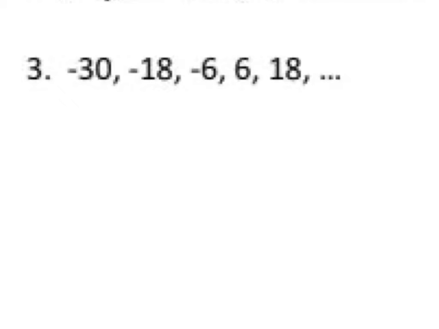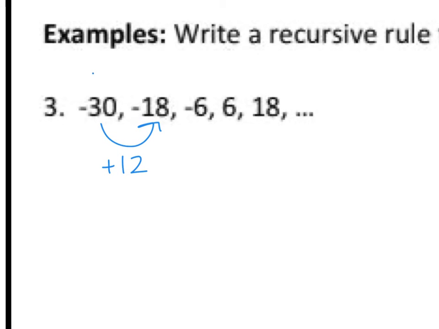Is this arithmetic or geometric? That's arithmetic, I think. Is that right? Yeah, because it's subtracting what? Adding. Oh man, thank you guys. Okay, you're right. It's adding 12. Here's your first term. It's negative 30. Your common difference is 12.